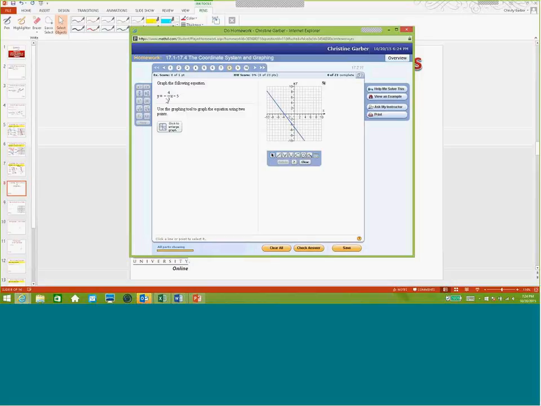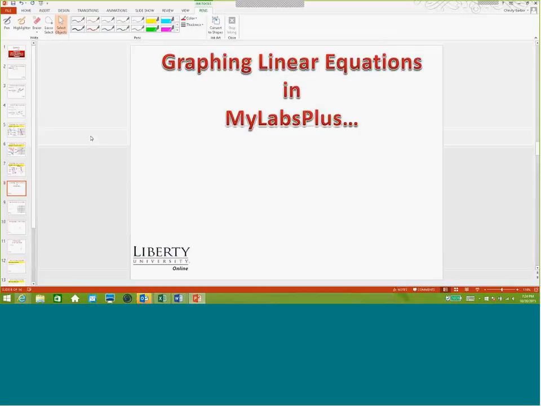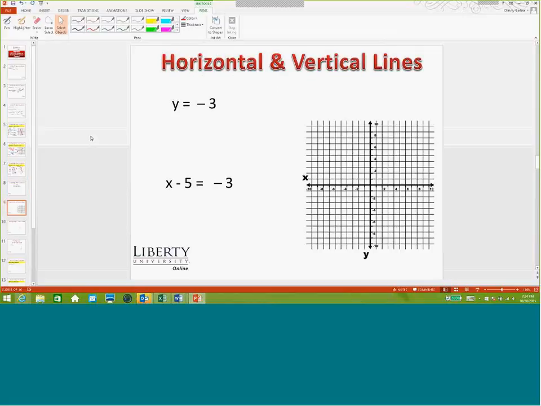Then you know your line at least corresponds to the negative slope. A negative slope line will always be angled down. Let's move back to our PowerPoint presentation, and let's look at vertical and horizontal lines.